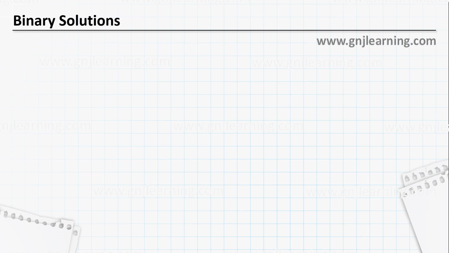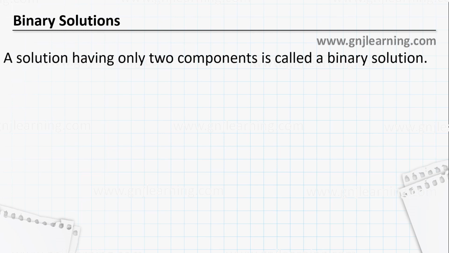In the previous slide it was 2 or more. Here we are going to deal with only 2 components. If a solution has only 2 components, then it is called a binary solution.